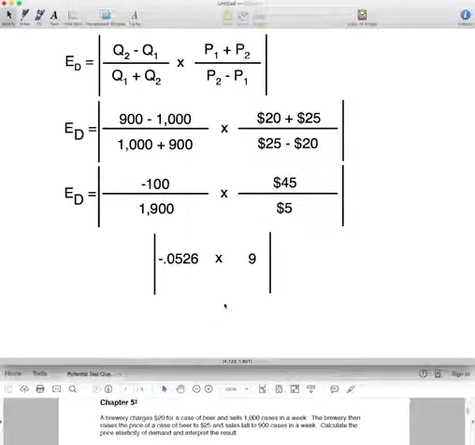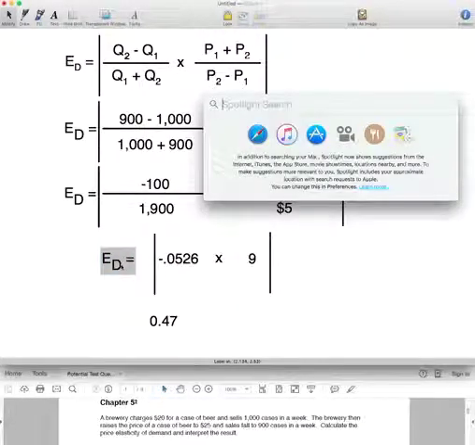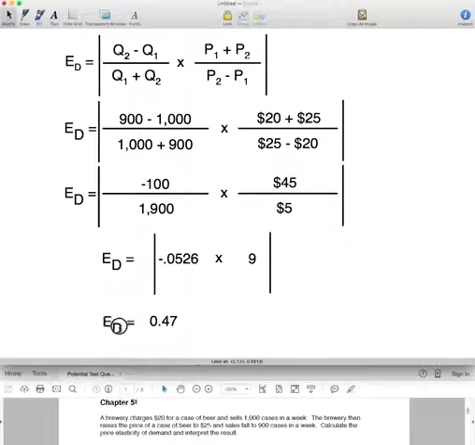So we have negative 0.0526 multiplied by 9, and that will give us negative 0.47. And since it's the absolute value, we can drop that negative sign off, so it's 0.47. So the price elasticity of demand in absolute terms is equal to 0.47. All right. So when we take a look at that, we need to interpret this.